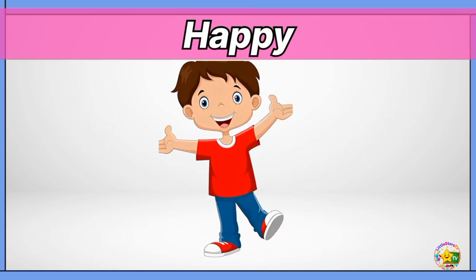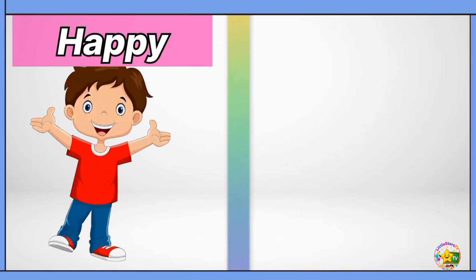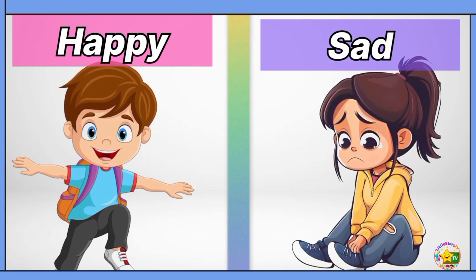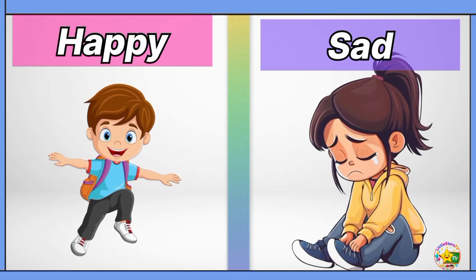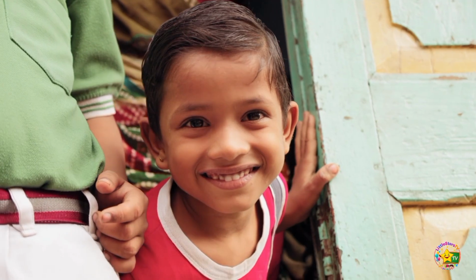Happy boy and sad girl. He is happy, happy, happy. She is sad, sad, sad. The boy is happy. And this girl looks sad. Happy, sad.